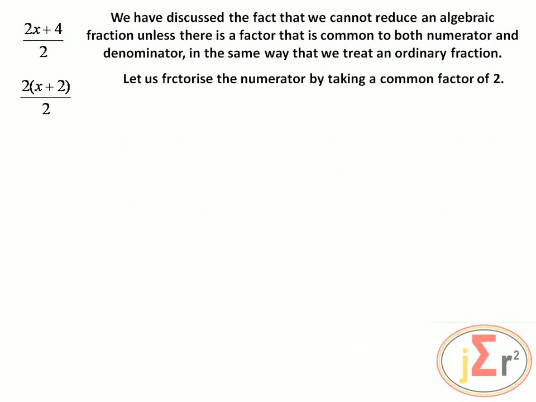So we have 2 times all of x plus 2. That's the result of factorizing the numerator, and we are dividing by 2 the denominator. So what do we do? We are reducing the fraction now because we are sure, and it is very clear, that we have a common factor of 2. So let us reduce the fraction by a common factor of 2. They are gone.